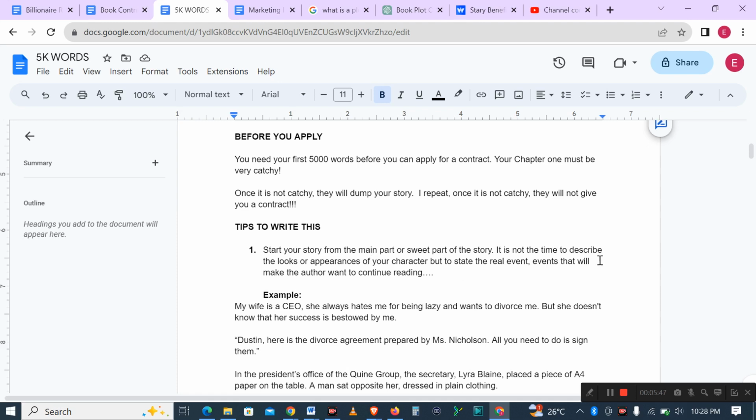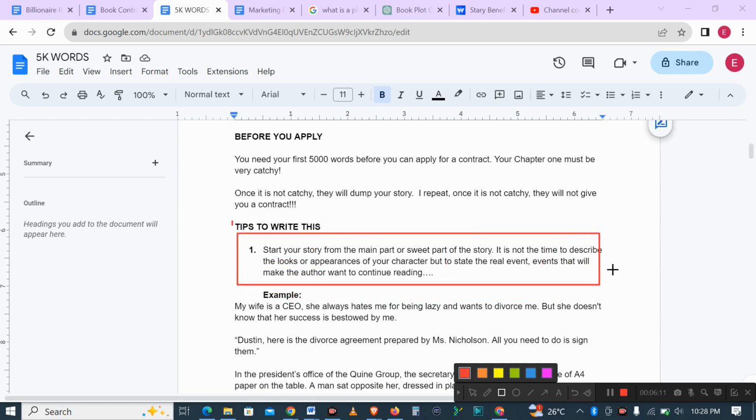So it is not the time to describe the looks or appearance of your character, but to state the real events that will make the reader want to continue reading. The primary goal is for you to keep the reader captivated, glued. You want a contract. You want the dollars. So that is what you want. You need to keep the reader going, to continue to read. My mouse is really misbehaving.